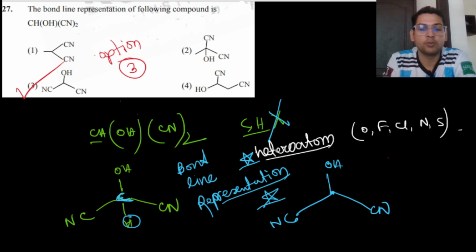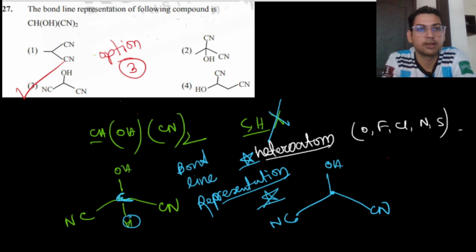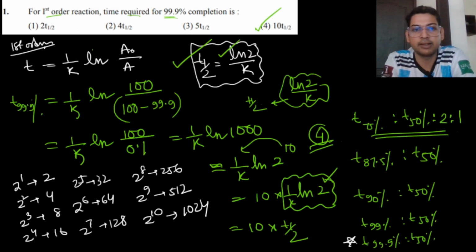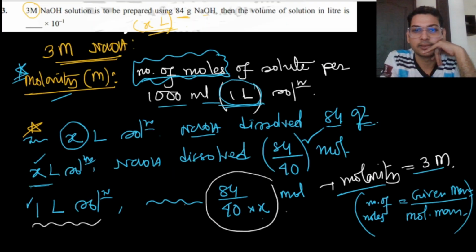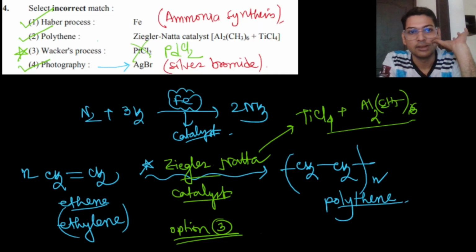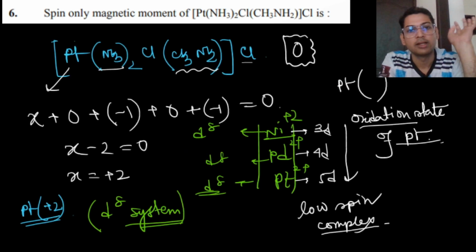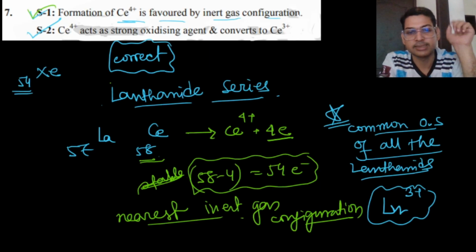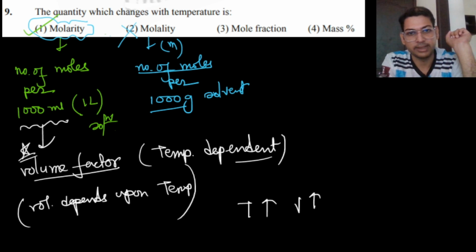Got it? I hope all are done, right? Let me just check. Yes, done. All these structures done. This molarity calculation done. This catalyst and all these things are done. Spin only magnetic moment is done. This is from the lanthanide, d and f block, done. This is also from the basic concept. Then molarity is done.